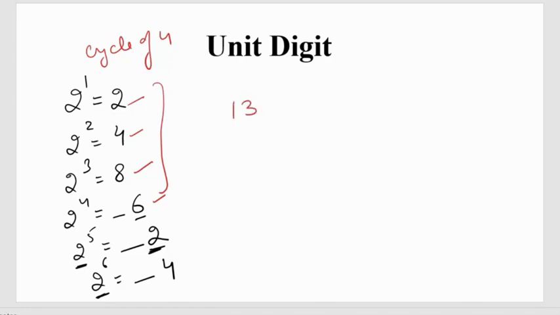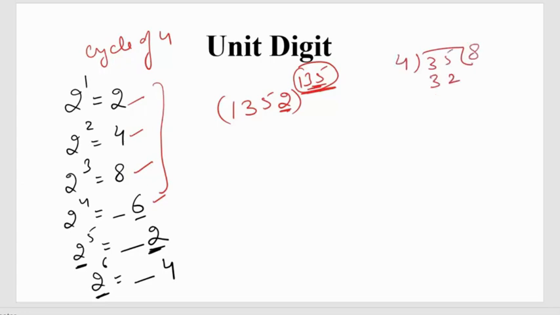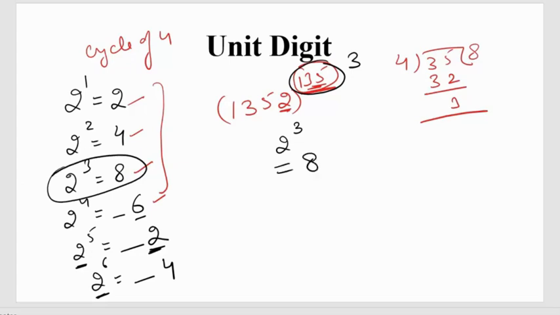So if I'm saying 1352 raised to power 135, the last digit is 2 here. As you can see, the cycle repeats after every 4 powers. So for 135 we can reduce the power by dividing by 4. And I know the divisibility rule of 4: check the last 2 digits. 35 divided by 4, 4 into 8 is 32, right? It gives me remainder 3. So we can replace the power by 3. That gives 2 cube, which is 8. So the direct answer is 8.